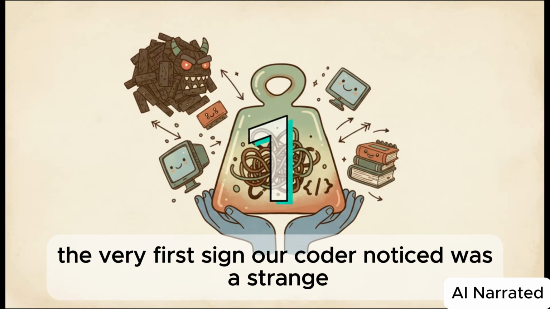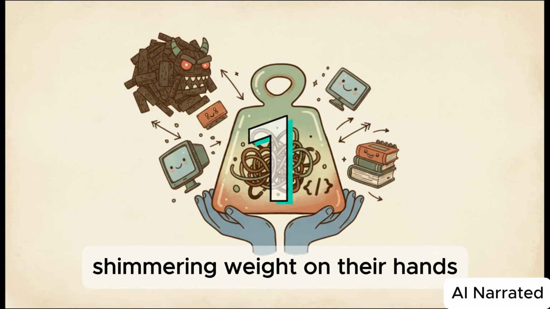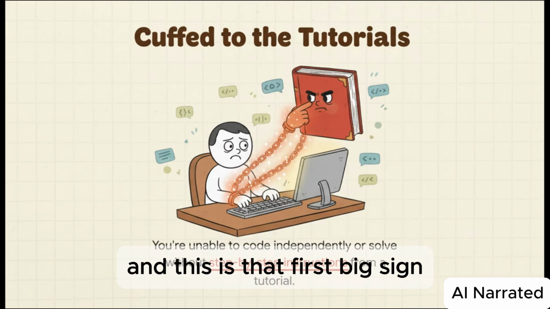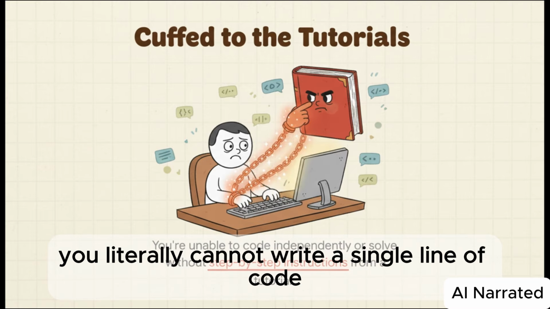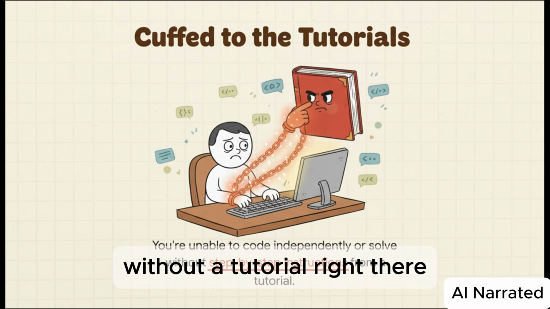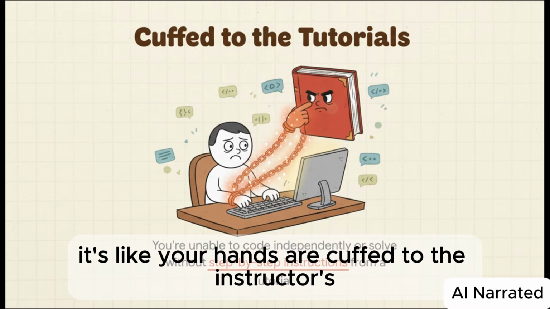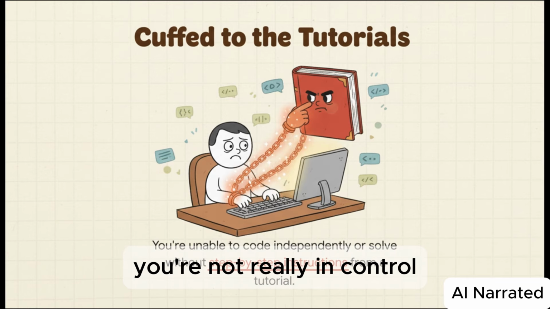The very first sign our coder noticed was a strange, shimmering weight on their hands. And this is that first big sign. You feel like you literally cannot write a single line of code without a tutorial right there guiding you. It's like your hands are cuffed to the instructors. You're not really in control.